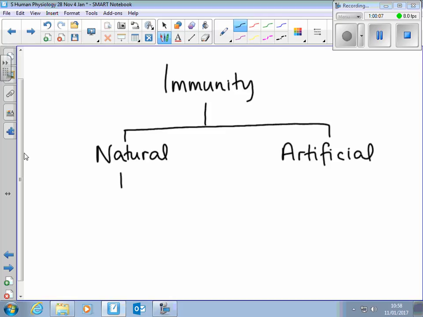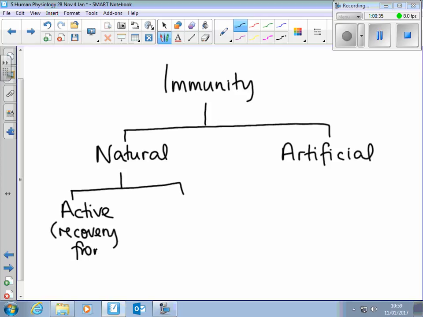And on the natural side, the active form of natural immunity is recovery from infection. That's what we've just looked at, the recognition of the antigens on the surface of organisms such as bacteria and viruses, the production of appropriate cells, and then the antibodies probably. So this would be recovery from infection. And that's a natural process, and that's how we build up quite a substantial amount of our immunity.